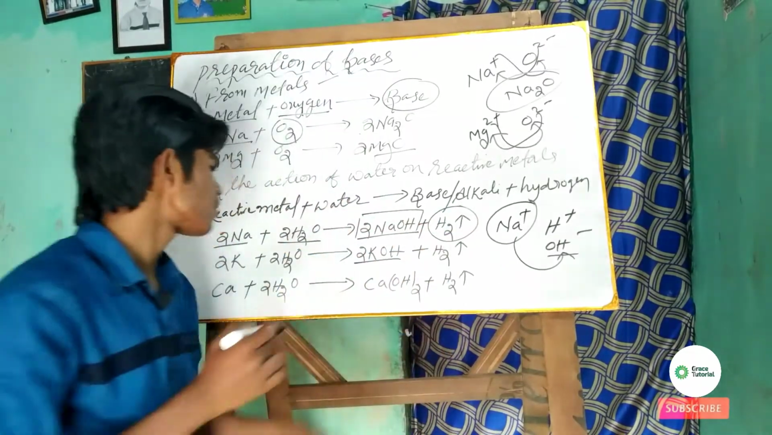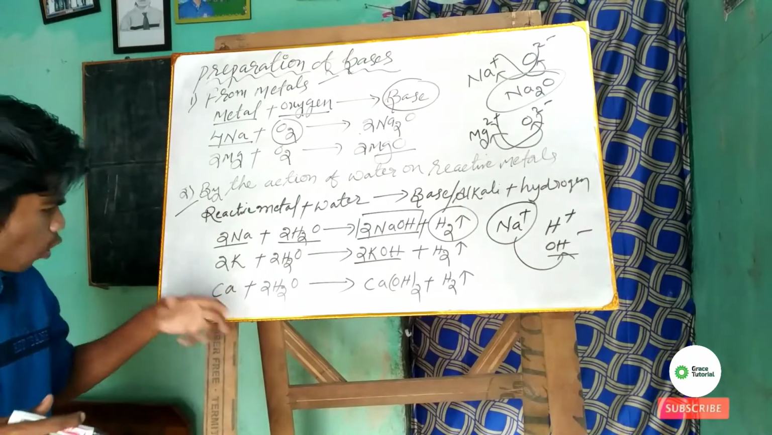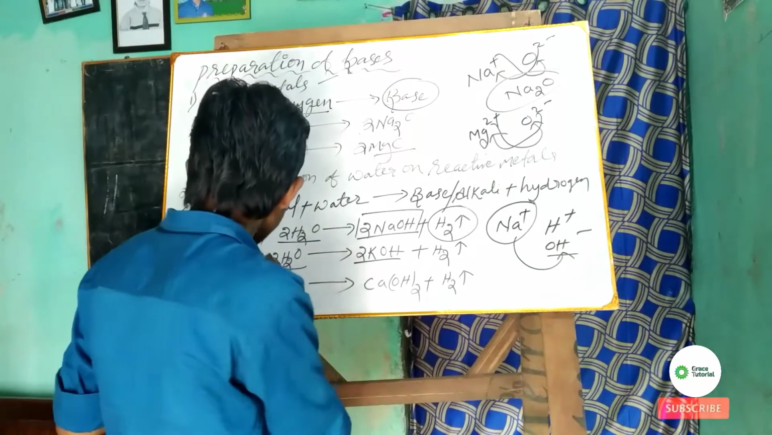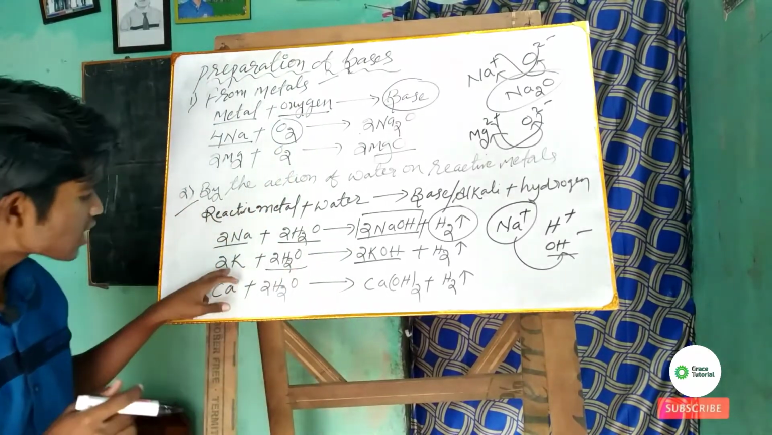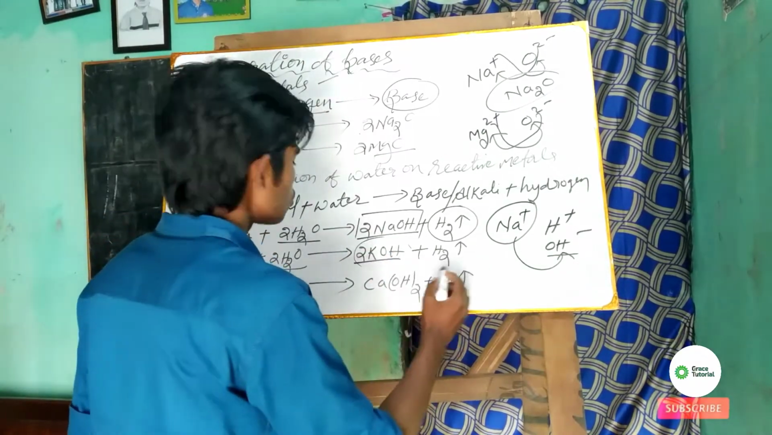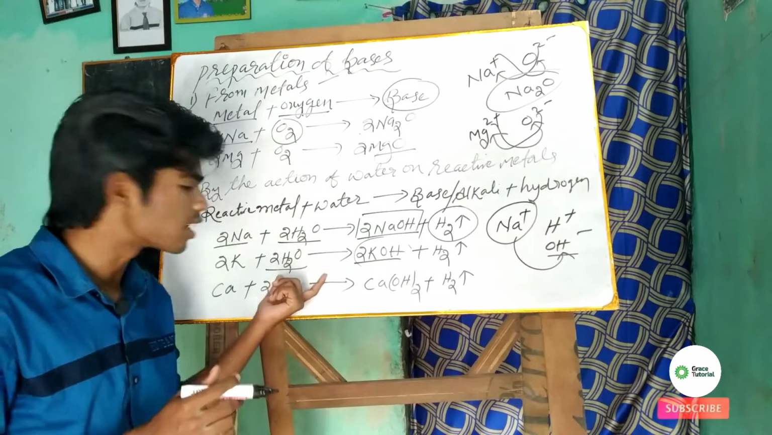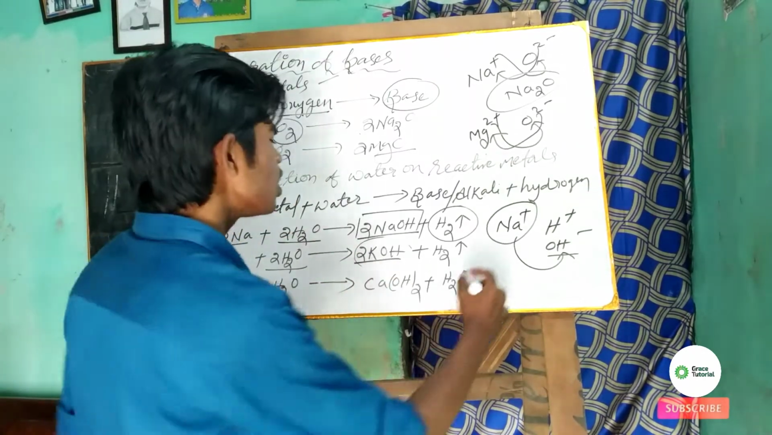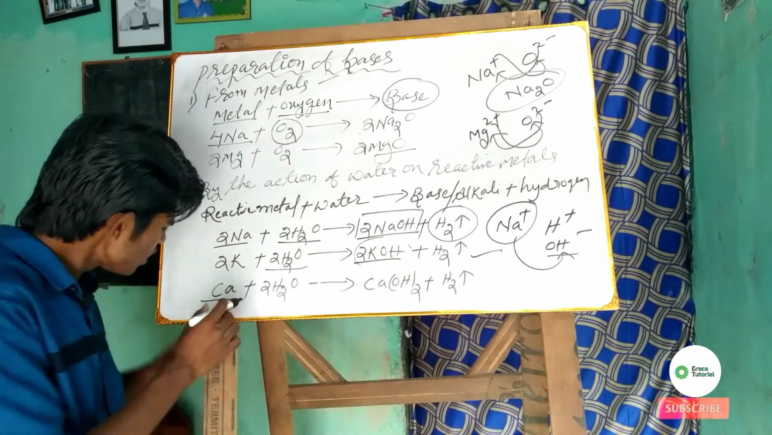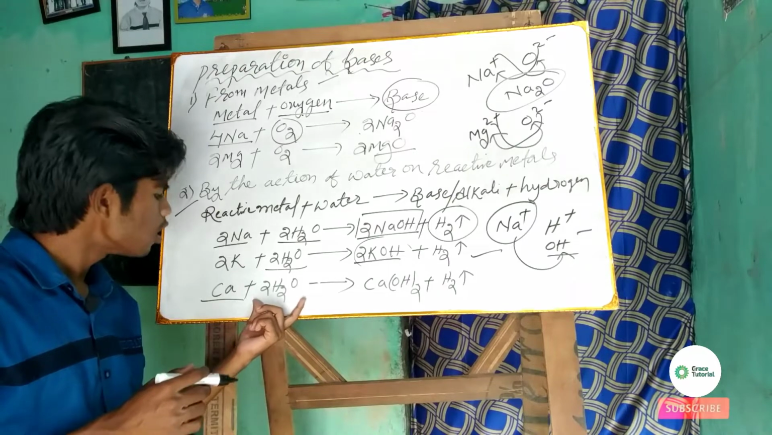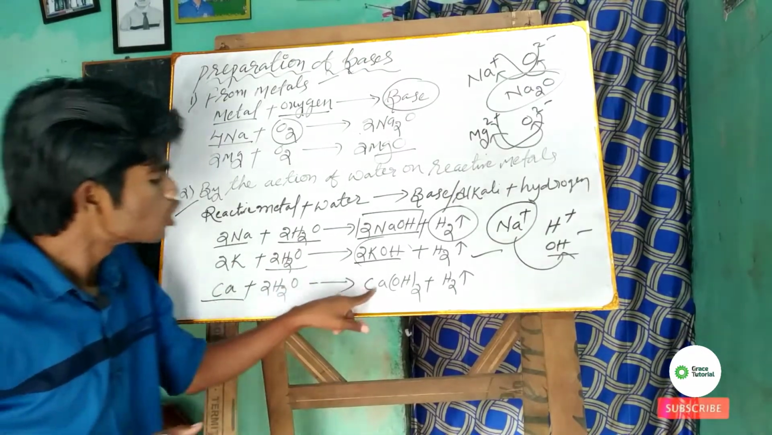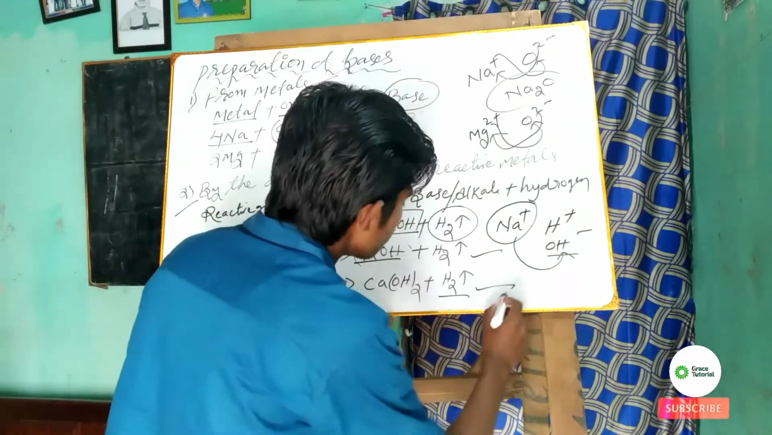Similarly, we have the potassium. When this potassium reacts with the water molecule, in the same way, the positively charged K+ will react with the negatively charged part of the water molecule, so that it gets the potassium hydroxide with the liberation of the hydrogen gas. Similarly, we have another example. When the calcium reacts with the water molecule, what happens? The OH- ion of the water molecule will react with the calcium to give the calcium hydroxide with the liberation of the hydrogen gas.